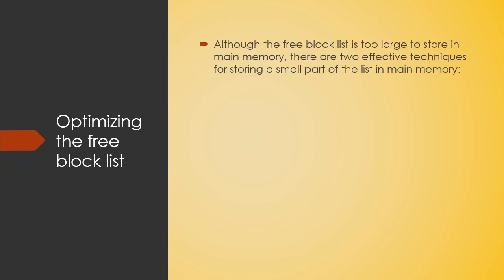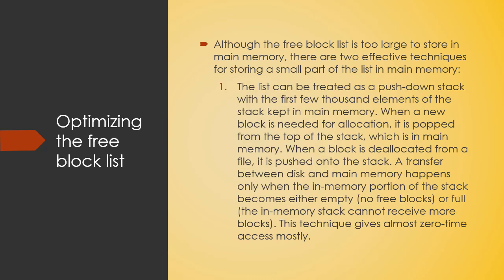Optimizing the free block list. Although the free block list is too large to store in main memory, there are two effective techniques for storing a small part of the list in main memory. The list can be treated as a push-down stack, with the first few thousand elements of the stack kept in main memory. When a new block is needed for allocation, it is popped from the top of the stack, which is in main memory. When a block is deallocated from a file, it is pushed onto the stack.